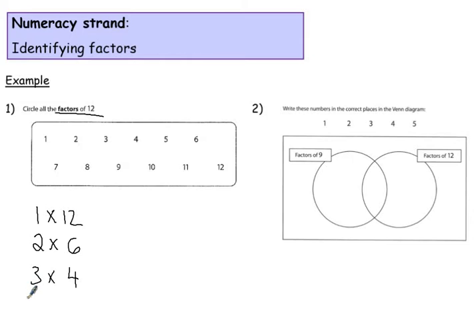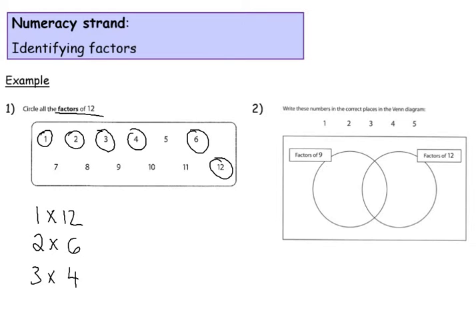Then 5. Does 5 go into 12? No. 6, we've already got 6. 7 doesn't go into it. 8 doesn't go into 12, and so on. So now we can just circle our factors up here. So we know 1 goes into it from here, 2, 3, 4, 6, and 12. They're all the factors of 12.